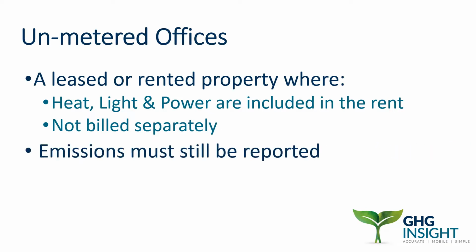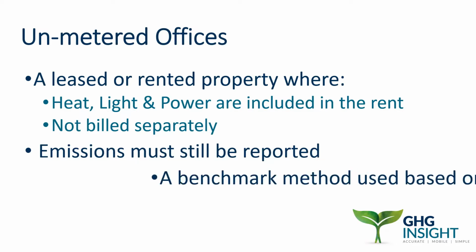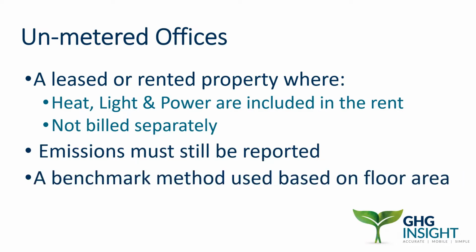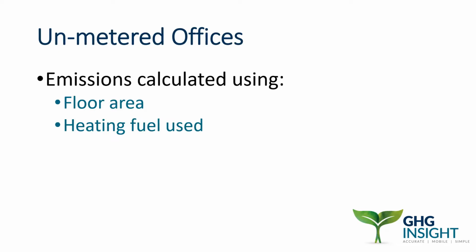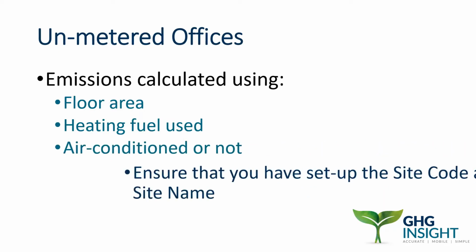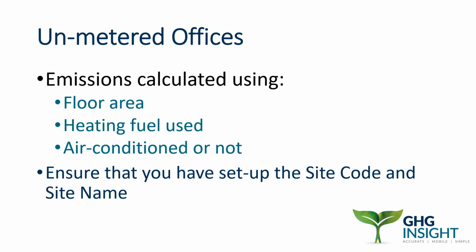In order to do this, a benchmark method is used. The emissions are calculated using the floor area of the office, the fuel type used for heating, and whether or not the office has air conditioning. Before setting up an unmetered office, please ensure that you have set up a site code and name for the office in question. You can see how to do this in the video Setting Up a Site Code and Name in GHGi Analytics.